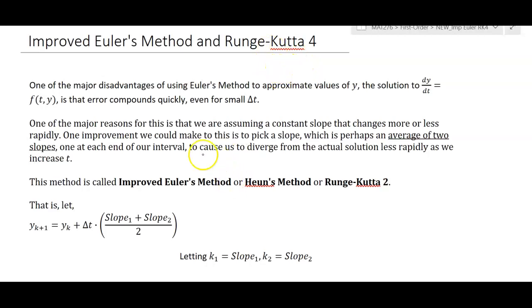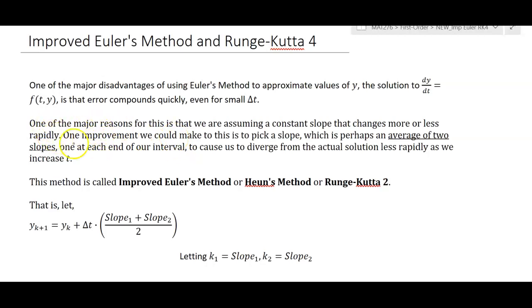So one of the things we know about Euler's method, its disadvantage in approximating the values of y, is that error compounds quickly even as we decrease step size. Ultimately, error will just continue to snowball no matter how small of a snowball you start with.